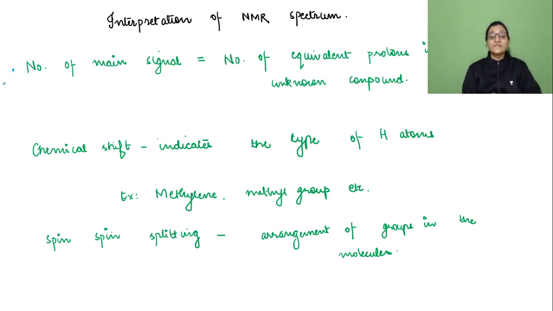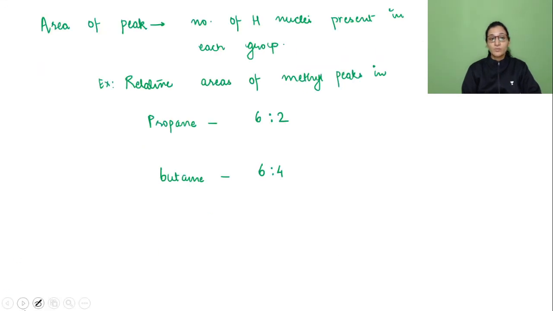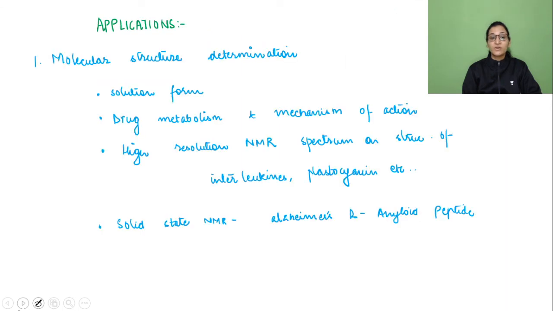The number of main signals is going to be equal to the number of protons present. Chemical shift indicates the type of hydrogen atom. Then spin splitting is going to tell you about the arrangement of the groups in the molecule. And lastly, the number of hydrogen nuclei present in each group is understood with the help of the area of the peak.